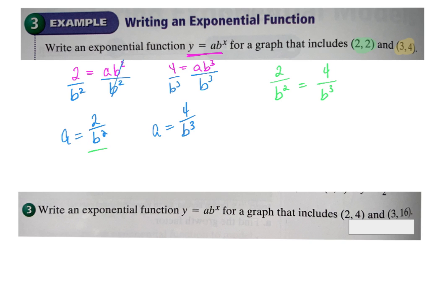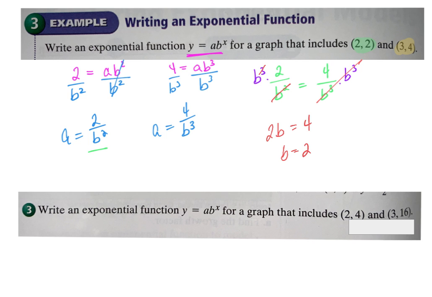All right, I want all my B's on one side, all my numbers on the other. So to do that, I am going to multiply both sides by this B cubed here, okay? And on the right-hand side, my B cubed will cancel, all right? And on the left-hand side, just my B squareds will cancel. So I'll take 2 out of there and 2 out of there, right? So I get 2B equals 4. What does B equal? B equals 2.